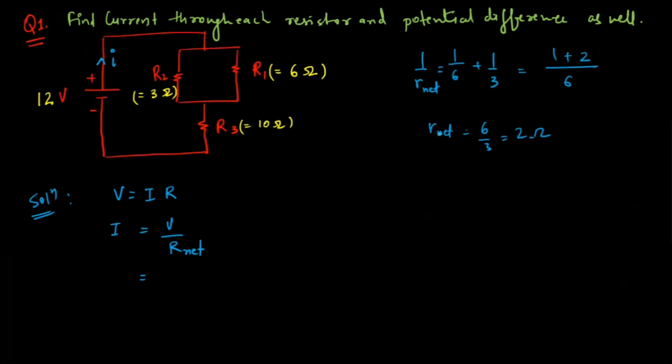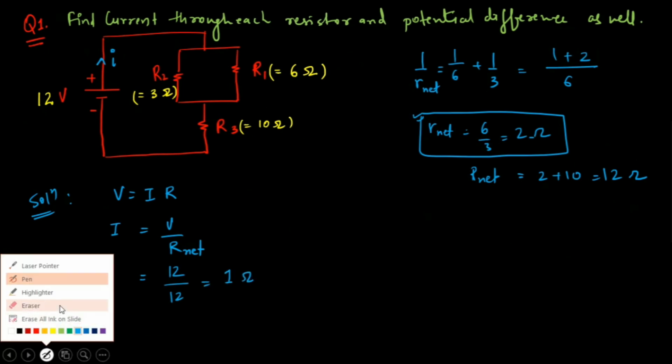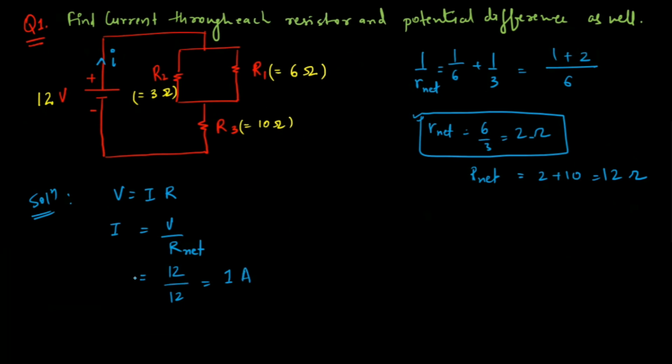Now this 2 ohm resistance is connected in series with the 10 ohm resistor. So the net resistance of the circuit is going to be 2 plus 10, that is 12 ohms. As the potential is 12 and net resistance is 12, we get 1 ampere for this current. So the battery must be releasing this 1 ampere of current into this given circuit. So we got the value of I here.